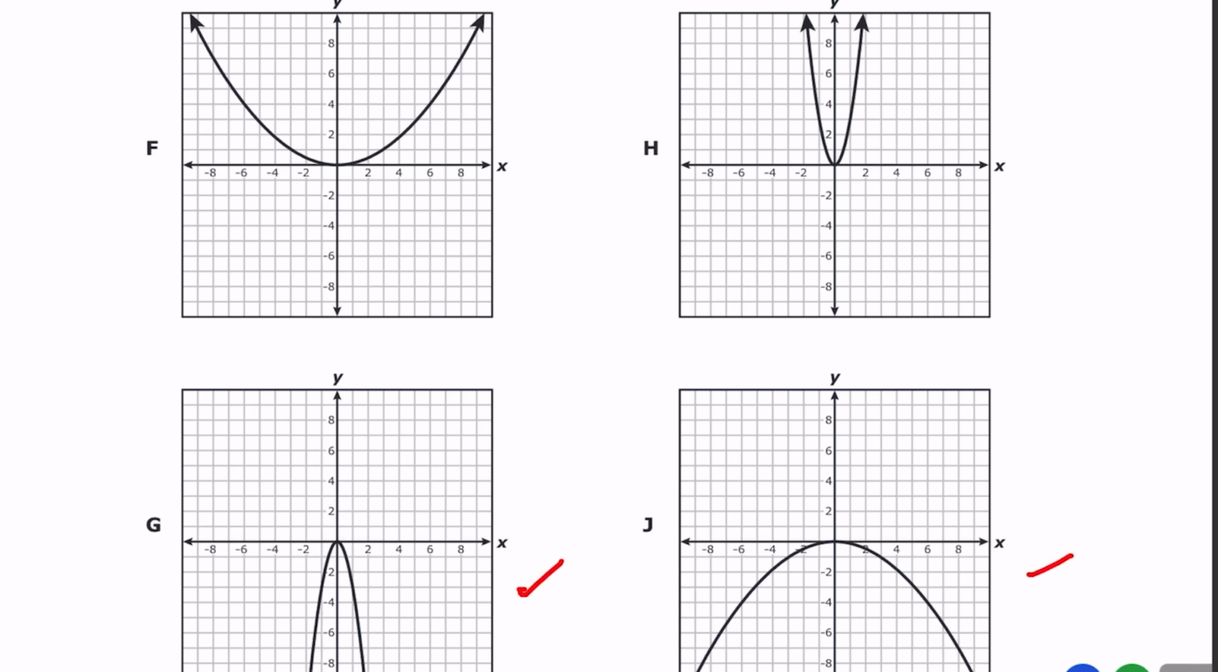In these two, he's telling that it is stretched horizontally. You can see that this one is stretched, and here it is not stretched, it is only at this point. So you can tell that J is the right option, because it is reflected over the x-axis and stretched. These two cannot be the options. Therefore J is the correct option.